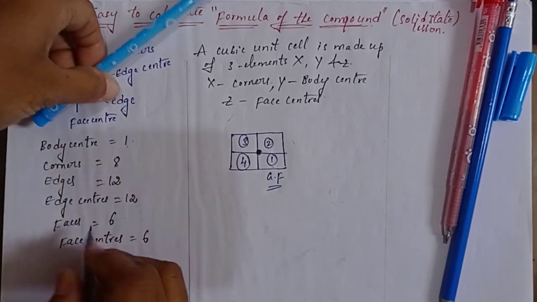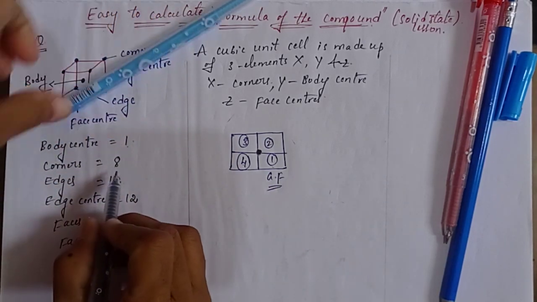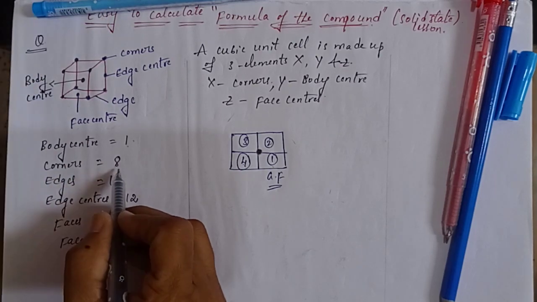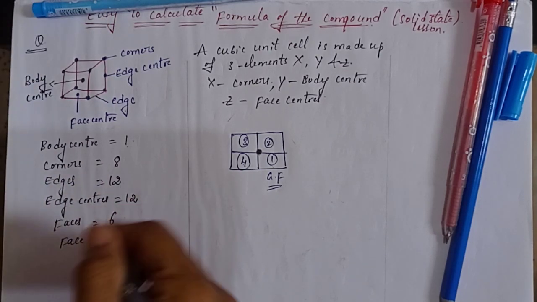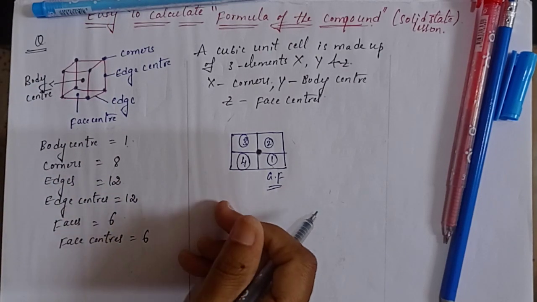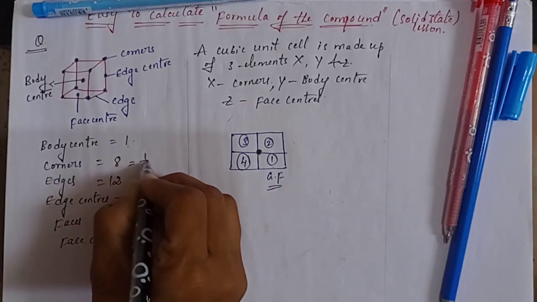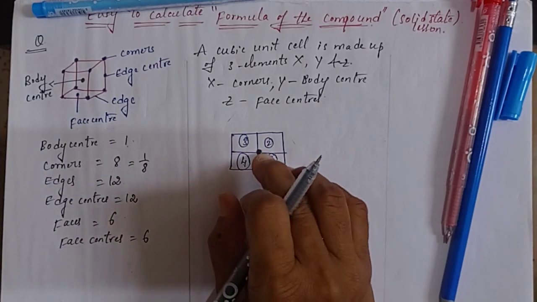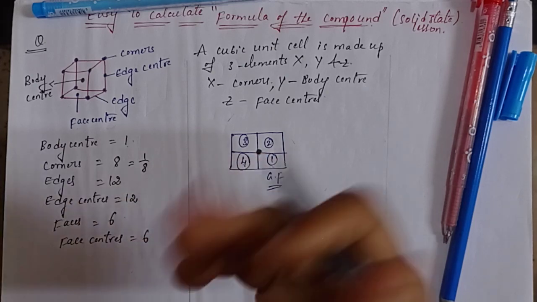1/8. Clear this one? So I am taking the corner. How many corners will be there, students? 8. Here I told you 8 corners. So each corner contribution is how much, students? Each corner contribution is 1/8. That means one corner particle is sharing with 8 rooms.